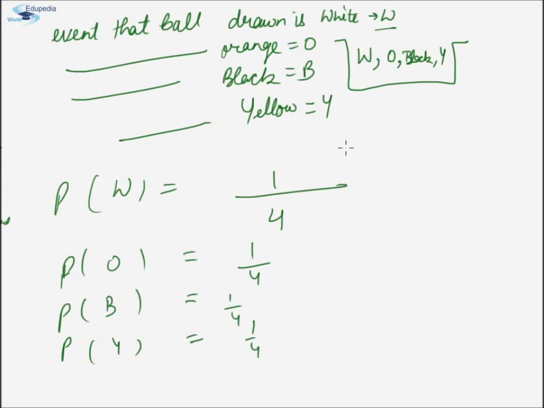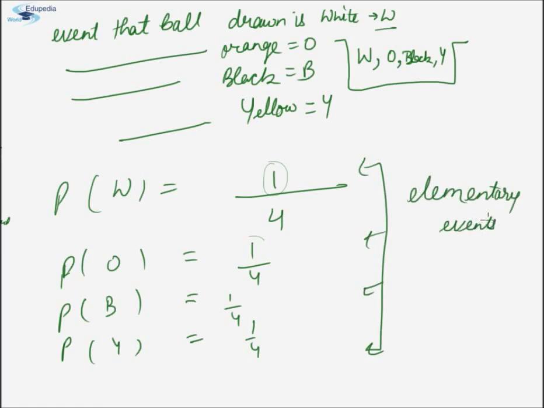Such an event which has only one outcome of the experiment favorable to it is called an elementary event. Since all of these events have only one outcome favorable to them, all of these events are elementary events. If we add up the probabilities of all the elementary events, we will get 1 by 4 plus 1 by 4 plus 1 by 4 plus 1 by 4, which will be 1.